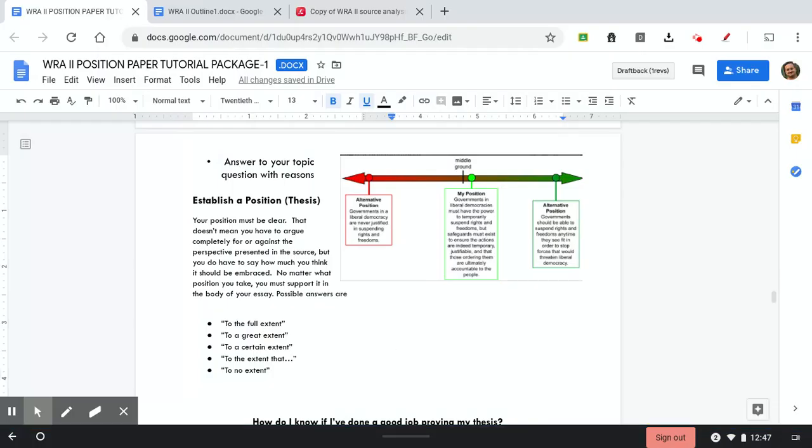So here are some possible answers: to the full extent, to a great extent, to a certain extent, to the extent that, or to no extent. Try to use these phrases that are given here. They're there to help you.